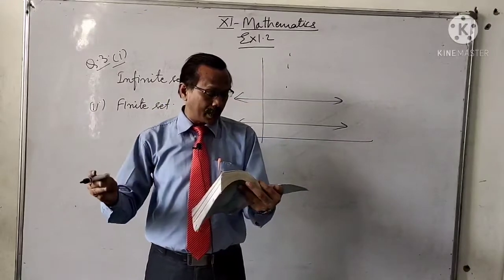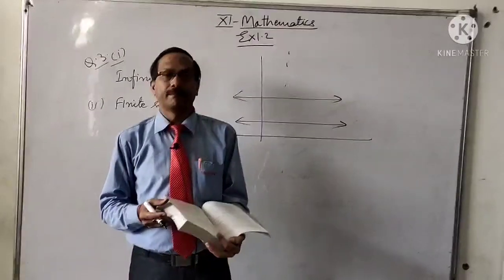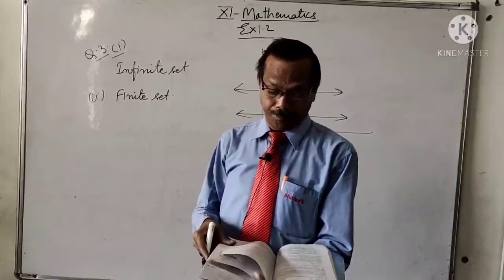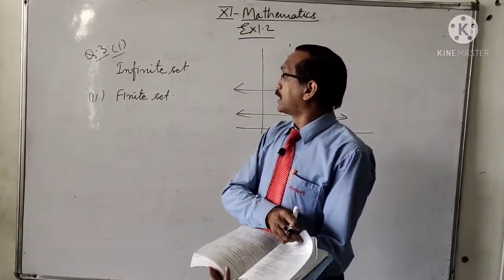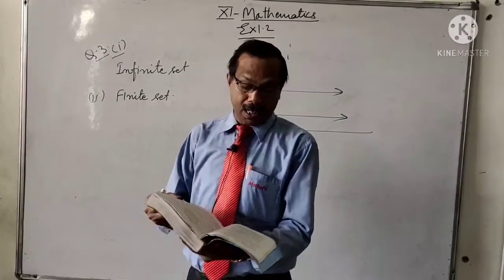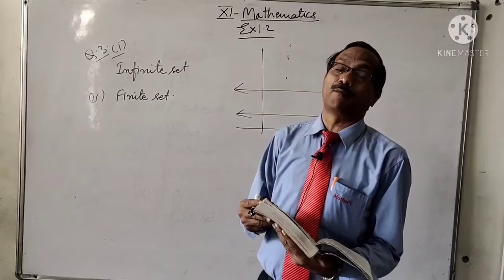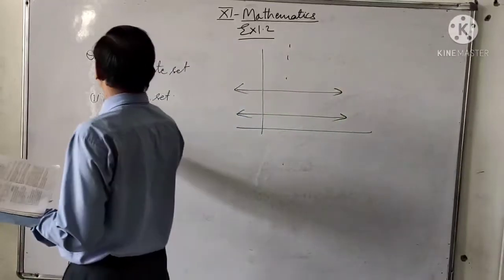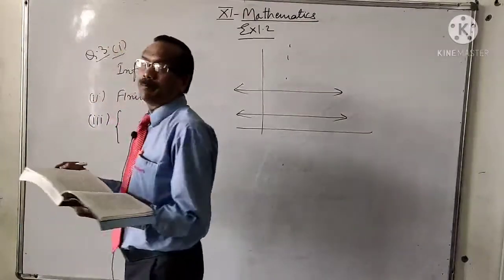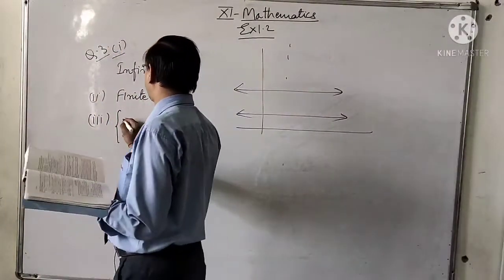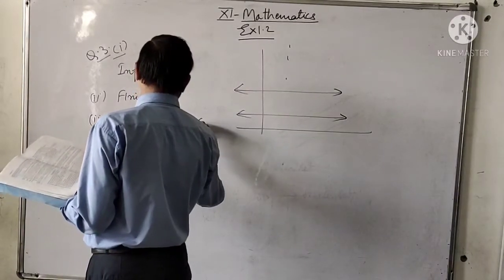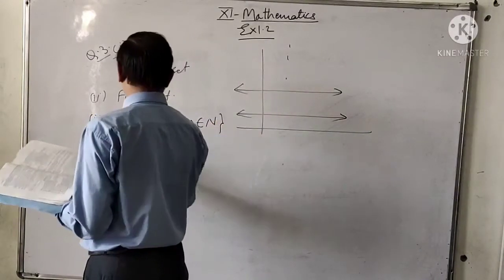Now the third part of question 3. The set of numbers which are multiples of 5. Student, there are infinite numbers which are multiples of 5, x such that x equal to 5n. Here n belongs to the natural numbers. So it is an infinite set.